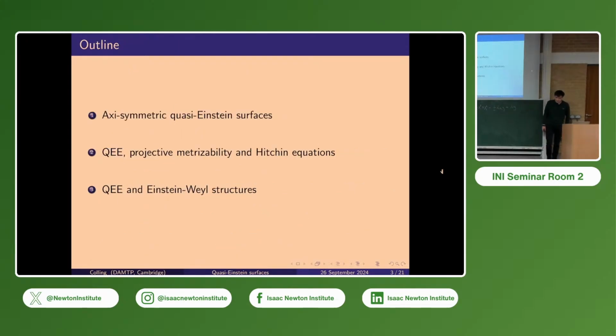So the outline of my talk is as follows. I'll first consider the 2-dimensional quasi-Einstein equation for general m, but assuming some symmetry. Then I will specialize to the value of m that is related to this projective metrizability problem. In 2 dimensions, it turns out that the relevant equations arise as a symmetry reduction of anti-self-dual Yang-Mills, and this allows us to associate a solution to the Hitchin equations to our problem. And then finally, I'll consider some higher dimensional cases for the value of m that is related to Einstein-Weyl structures.